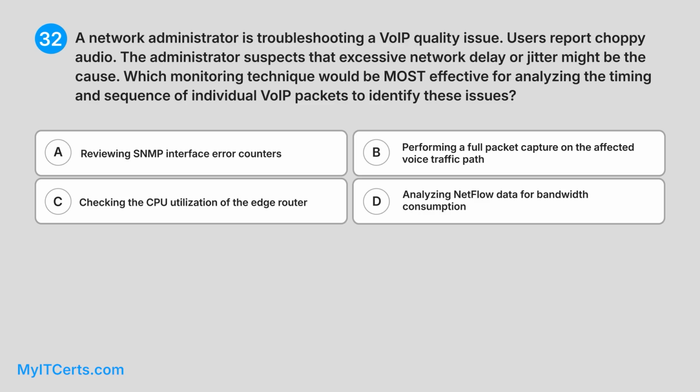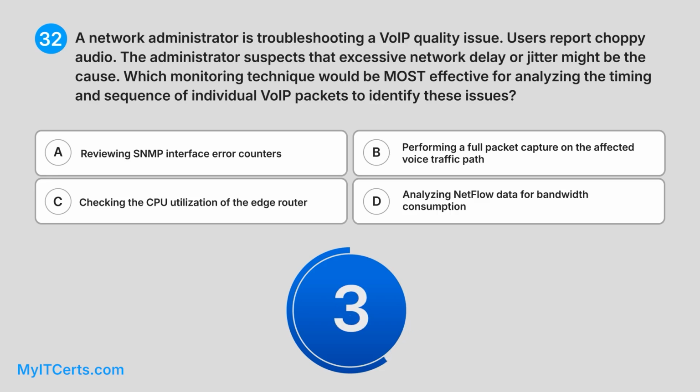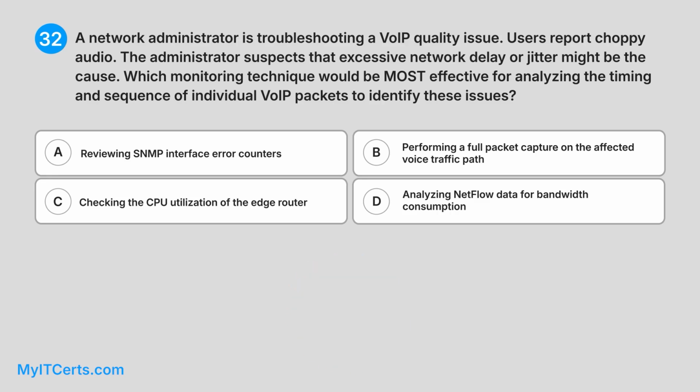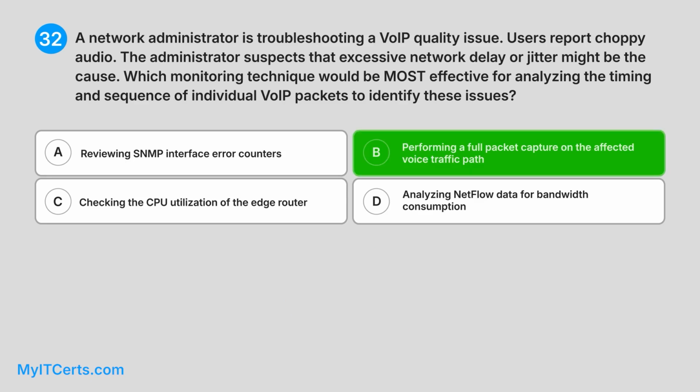B. Performing a full packet capture on the affected voice traffic path. C. Checking the CPU utilization of the edge router. D. Analyzing NetFlow data for bandwidth consumption. Do you know the answer? Correct answer. B. Performing a full packet capture on the affected voice traffic path.